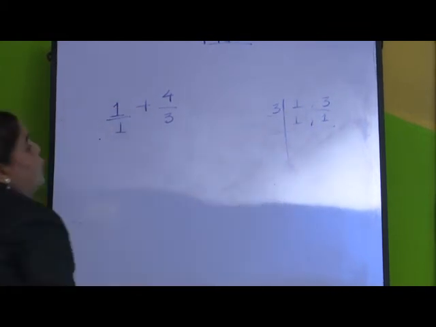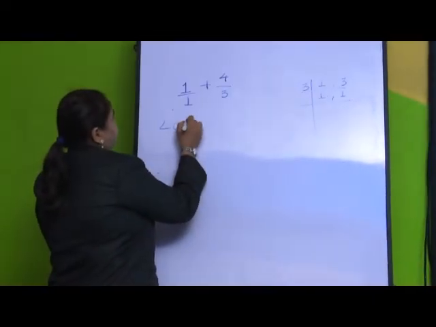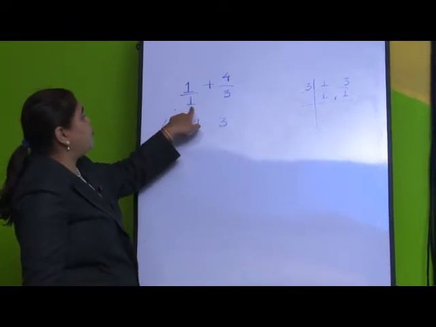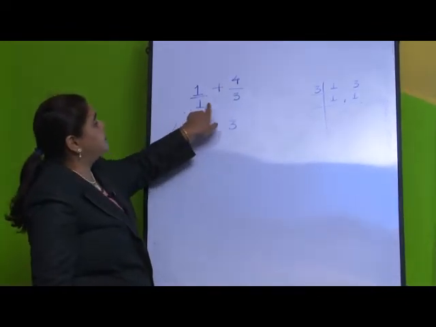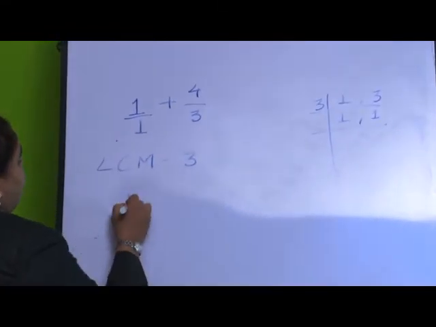So now what is our LCM? LCM is 3. Now we have to make this denominator 3. We already have this as 3. To make this denominator, we have to write a fraction.